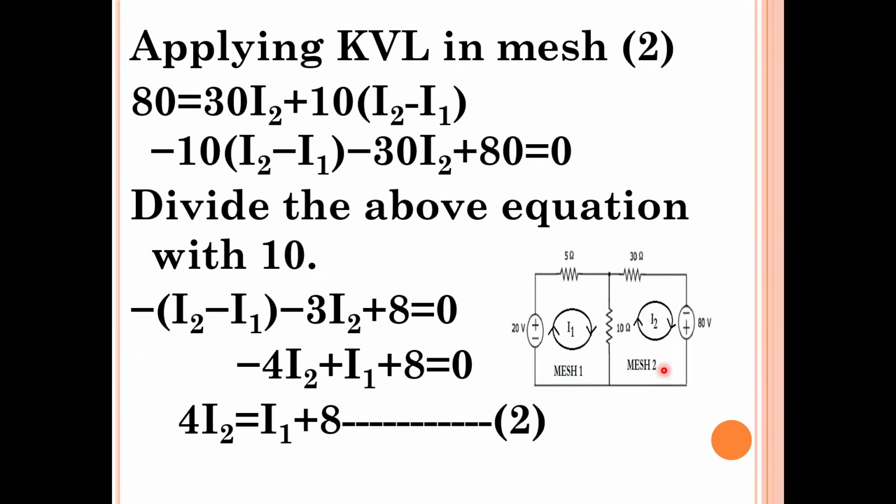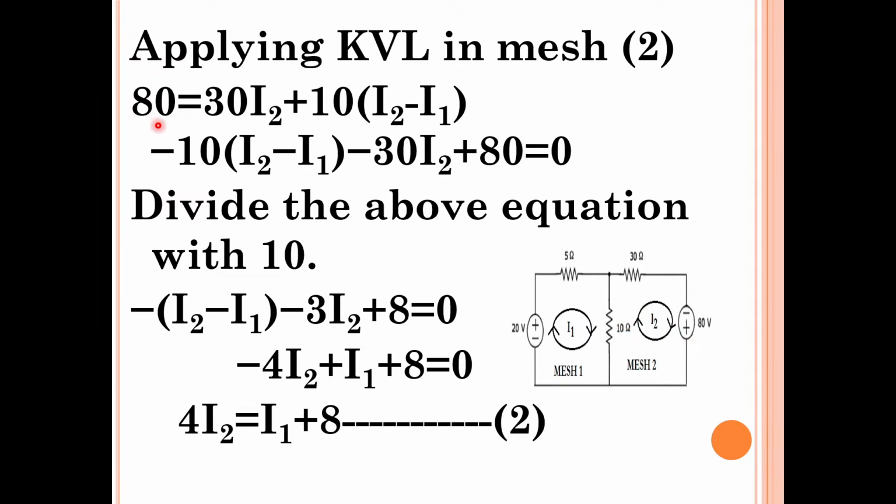So we have to apply KVL, Kirchhoff's voltage law, in mesh 2. In order to apply KVL, just check all the elements in this mesh 2. What are the elements there? There is a voltage source, a 30 ohm resistor and a 10 ohm resistor in this mesh 2. Three elements are there. So apply Kirchhoff's voltage law. The algebraic sum of source voltages must be equal to the algebraic sum of the voltage drops across each element in a closed path. In this closed path, how many elements are there? Three elements are there. One is the source.